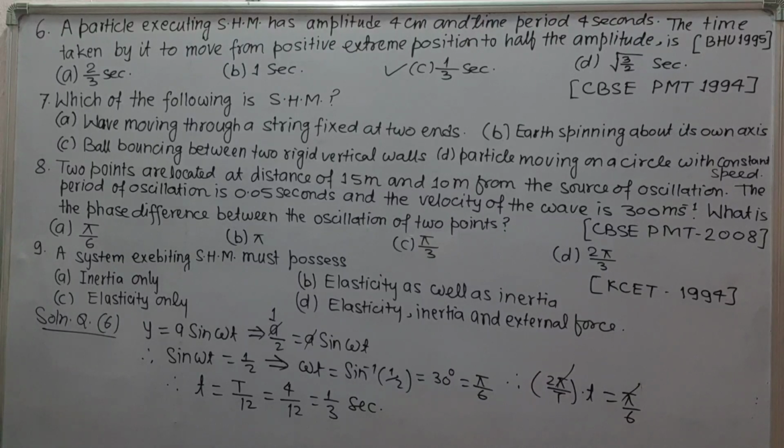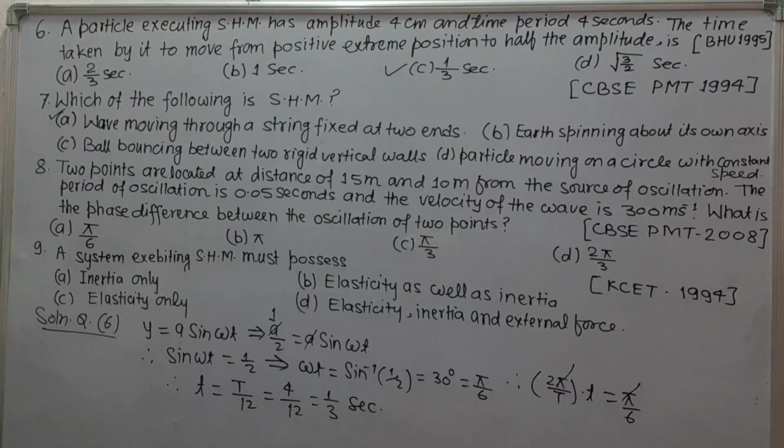Next question number 7. Which of the following is simple harmonic motion? Options: A. Wave moving through a string fixed at two ends. B. Earth spinning about its own axis. C. Ball bouncing between two rigid vertical walls. D. Particle moving on a circle with constant speed. Clearly A is simple harmonic motion, hence correct option will be A.